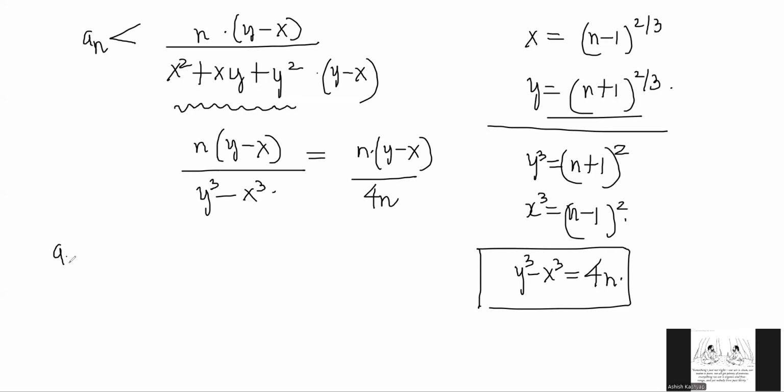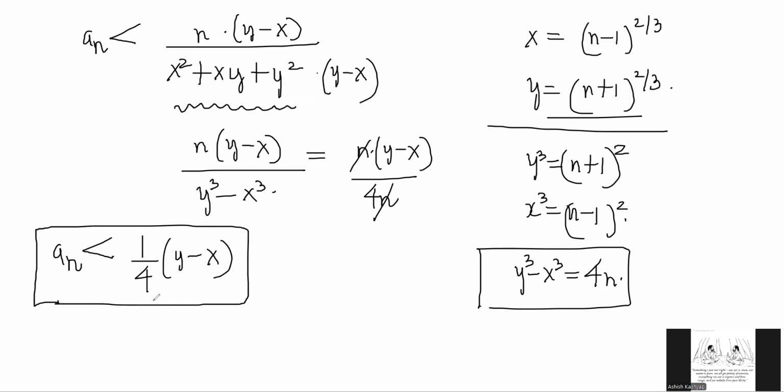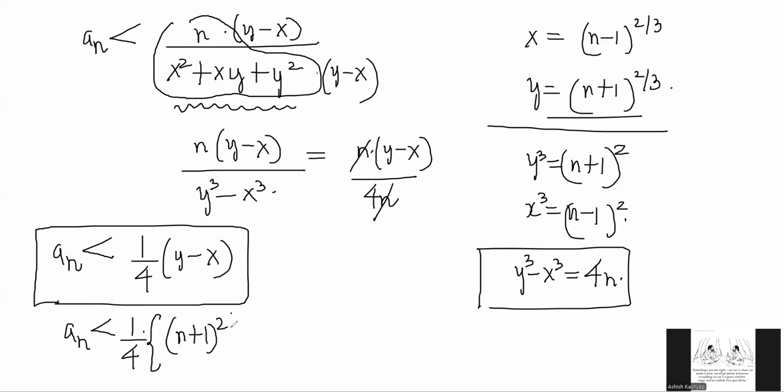And basically we have gotten an is less than, n gets cancelled, 1 by 4 y minus x. Correct? Which is much better than what we started out with. It is much better than when we had just this, right? We have now an is less than 1 by 4. We can even write y and x now and write it as n plus 1 power 2 by 3 minus n minus 1 power 2 by 3.